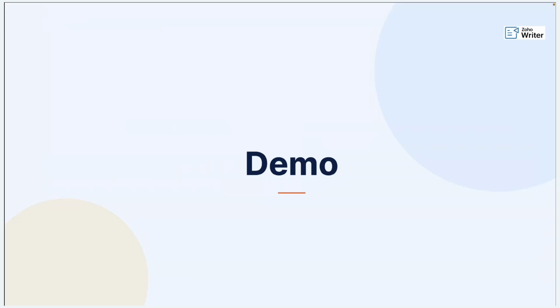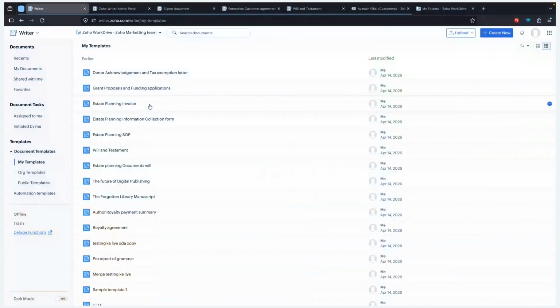Well said, Varda. Now we are going to see a quick demo of the features that we have discussed today. Let me just quickly jump over to Writer. If you'd like to access Writer, you can simply go to writer.zoho.com and you'll get to the landing page of Writer, where you'll find your favorites, your documents, your templates, organization templates, etc. in one unified dashboard.